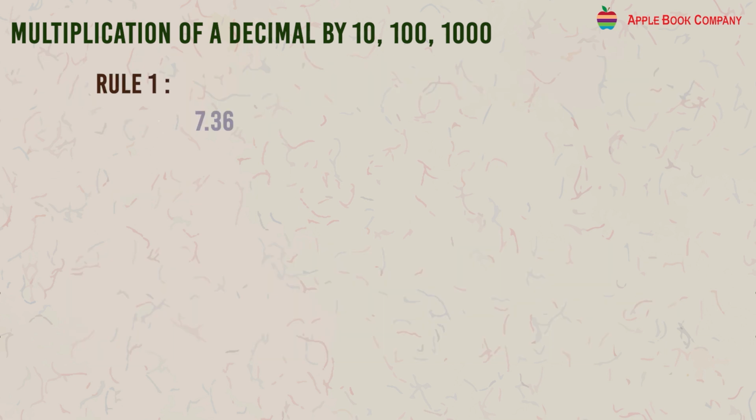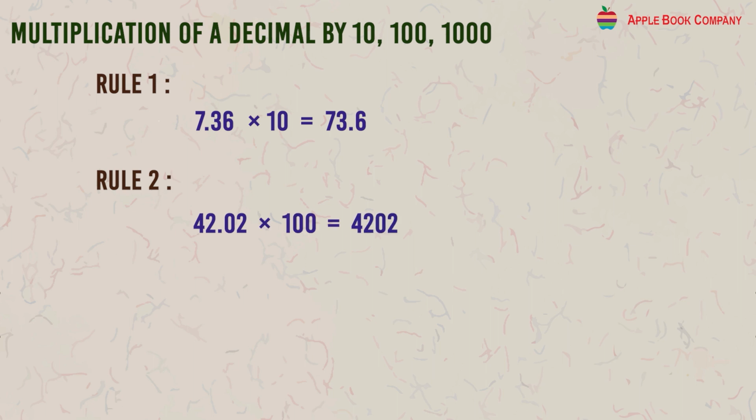So we can have the following rules. Rule 1. When a decimal number is multiplied by 10, the decimal point moves to the right by 1 place. Rule 2. When the decimal number is multiplied by 100, the decimal point moves to the right by 2 places. And when the decimal number is multiplied by 1000, the decimal point moves to the right by 3 places, and so on.